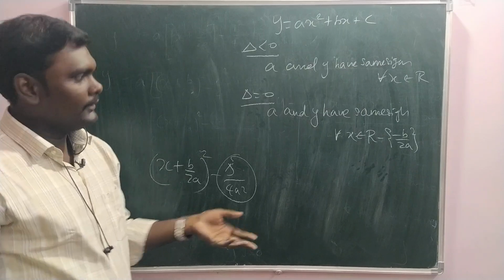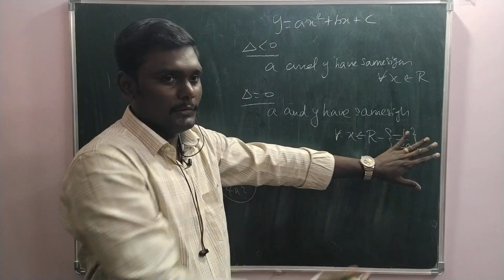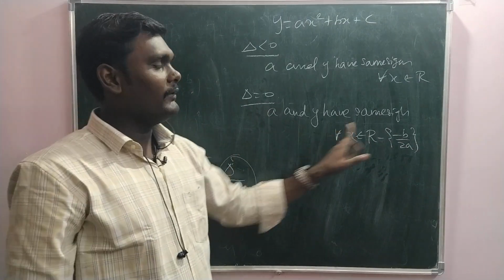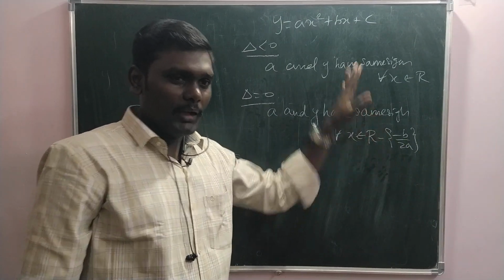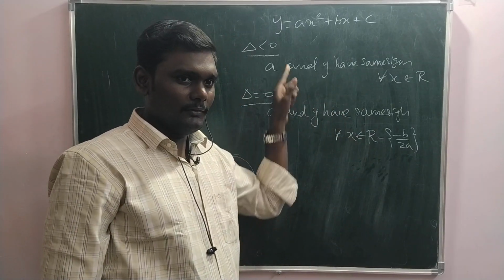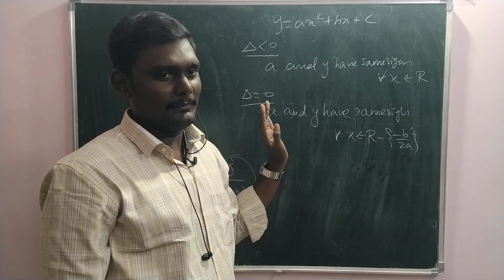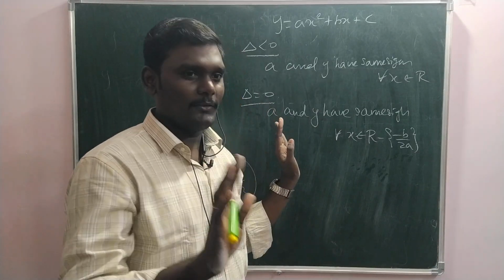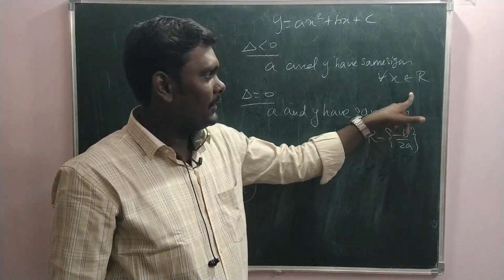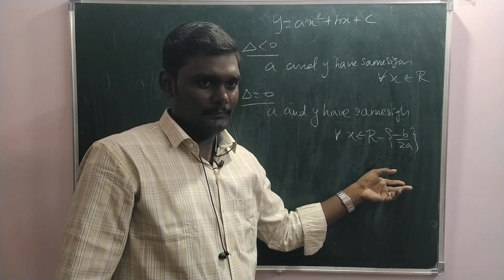Neither, neutral, right? That is why that value should be omitted as we are discussing positives and negatives. If delta is equal to 0, a and y will have the same sign. Okay, what difference do you find from this? They are the same signs. When delta is less than 0 also the same, equal to 0 also the same. But for what values of x does it simply differ? It is for all the real numbers, except minus b by 2a.